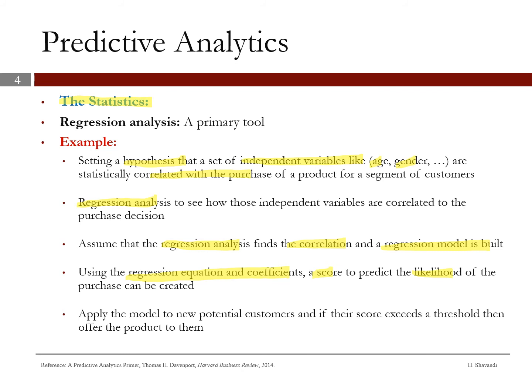So based on that, if there is a new potential customer from that particular segment, then this regression model can predict their score, and if this score exceeds a threshold, then the model will offer that product to that new potential customer. So as you see, this is how predictive analytics works in this example.